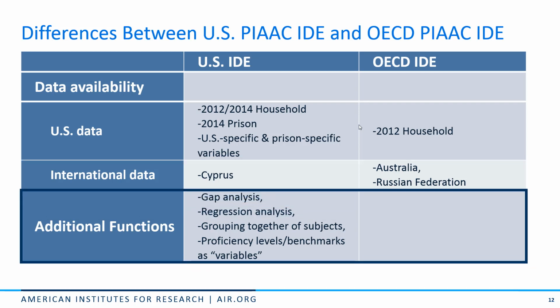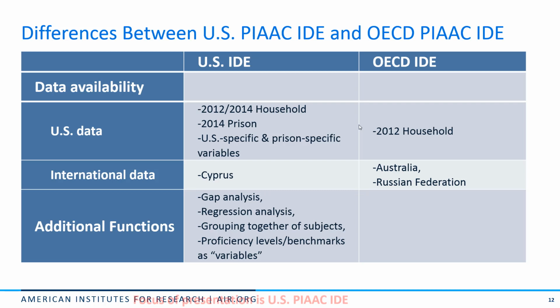The US IDE also has some additional analytical functions and capabilities that are not available in the OECD version. It allows for gap analysis and regression analysis. It groups subjects together so that they can be displayed simultaneously, and it has proficiency level benchmarks as variables instead of statistics options, which provides more flexibility for your analyses.